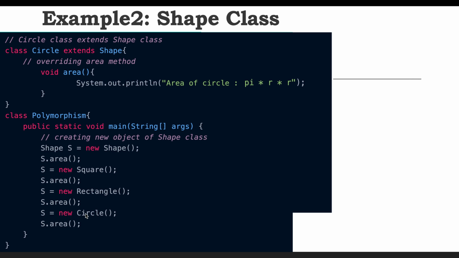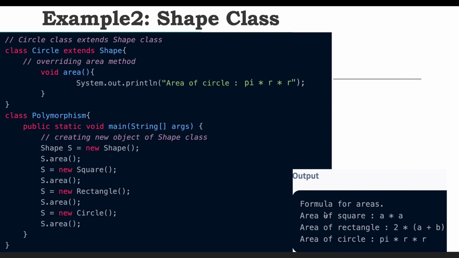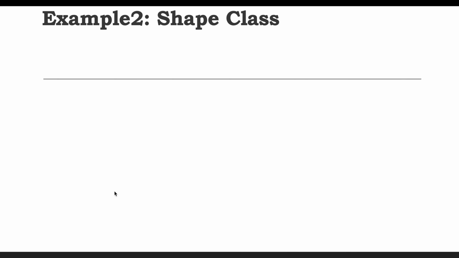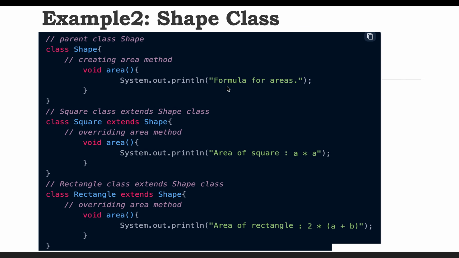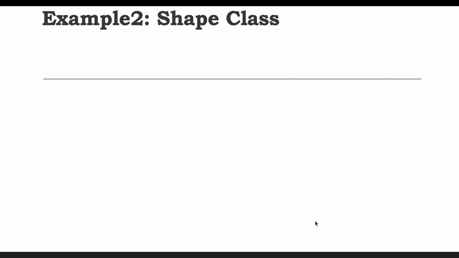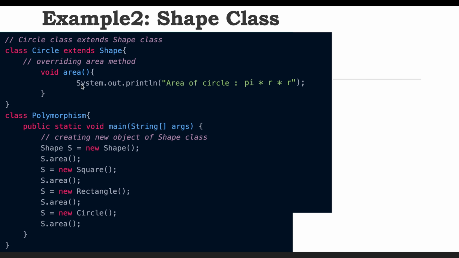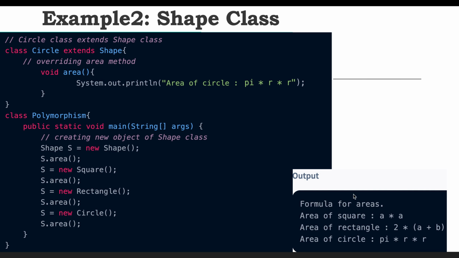So if you run this program, you will see the output something like this. In the main class we are printing formula for areas, and then area of square, area of rectangle, and then area of circle. So similar to that, it is printing formula of areas, area of square with this, with this it is printing area of rectangle, and with this it is printing area of circle.